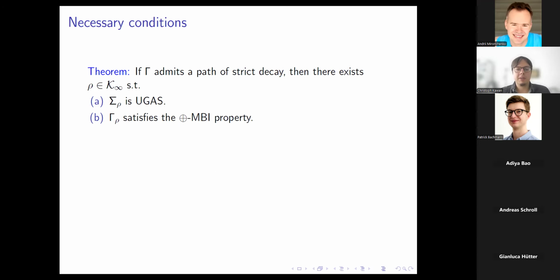If a sigma admits a path of strict decay, then there exists a K-infinity function rho, such that two things hold. First, the system induced by the enlarged gain operator gamma rho will be UGAS. And second, now comes again the max MBI property, that gamma rho will satisfy the max MBI property. So this is something that can be proved. It's not too hard.